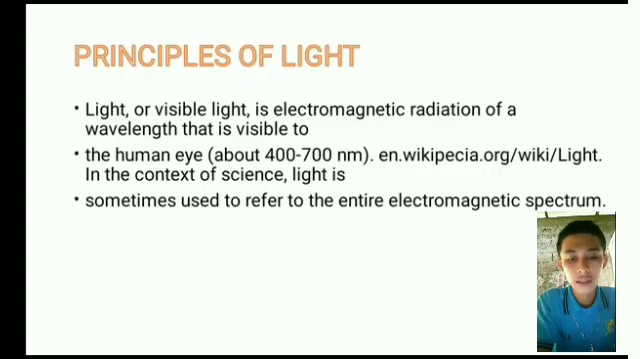Principles of light. Light, or visible light, is electromagnetic radiation of a wavelength that is visible to the human eye, about 400 to 700 nm. In the context of science, light is sometimes used to refer to the entire electromagnetic spectrum.